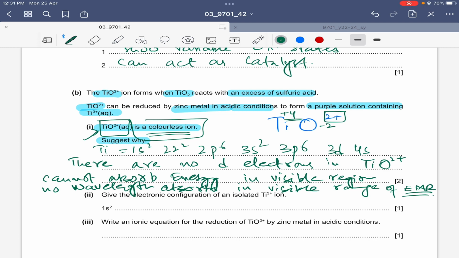So this is a type of a new question. We haven't had any questions like these in past papers. So this is a new question for you guys, right? So this is why TiO2 plus does not show color, because it has no d electrons. So just remember this thing, that to give a color, the transition element must have electrons present in d orbitals. If it has no electrons present in d orbitals, that means it cannot absorb radiations in the visible region, and that means it would be a colorless solution, right?